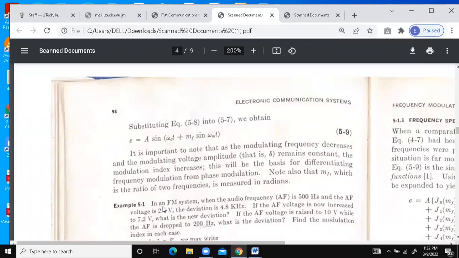Sir, what is the AF voltage? Your mouse is blocking the value for the AF voltage in the example, sir. Okay. Good now? Yes, sir.